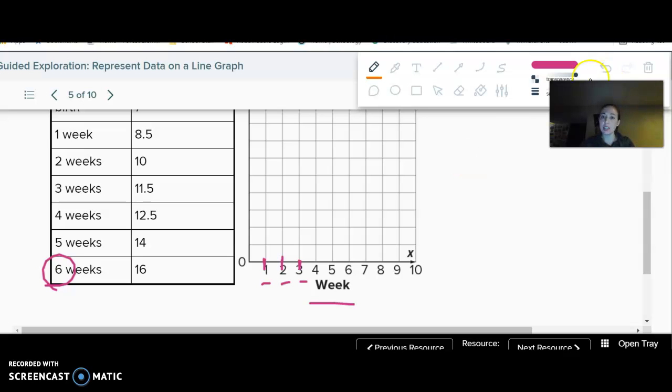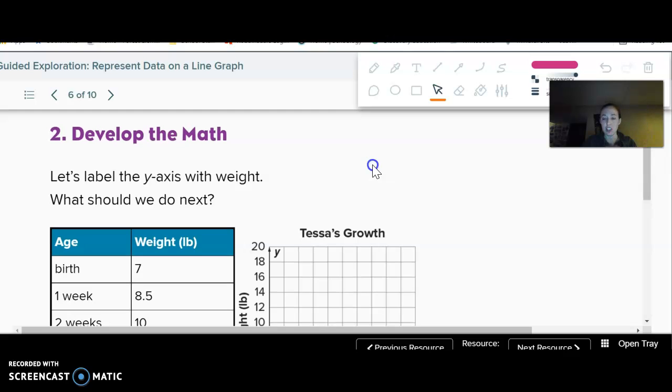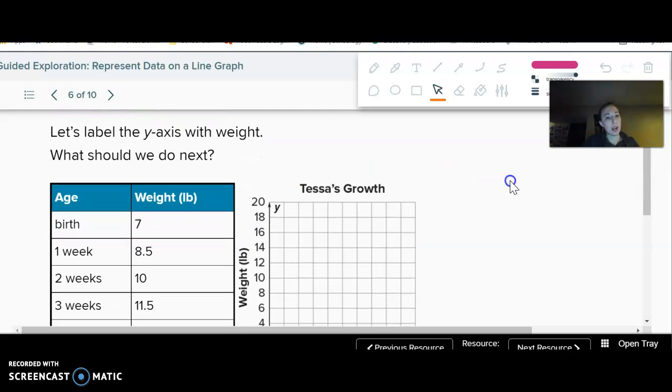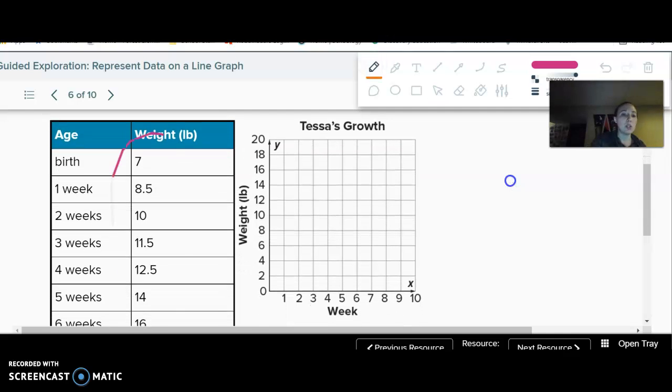What do you think is going to be next? Our y-axis. Remember, if you need to pause at any point to finish it up, that's fine. So let's label the y-axis with weight. Now notice, I didn't use these numbers to pick what I was counting by. I looked and said, okay, if it needs to go up to 16, that's my highest number. I can't count by ones, because 1 through 10 would be the top, whereas I need to get up to 16. So instead I can count by 2s, and then I'll go up to 20.